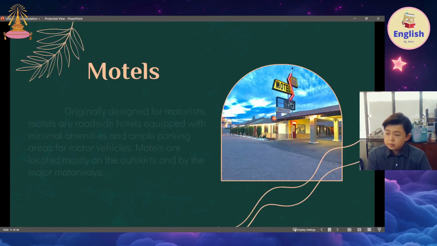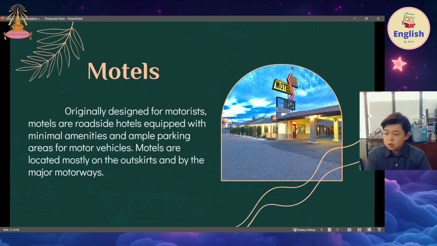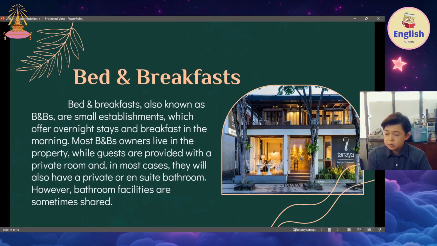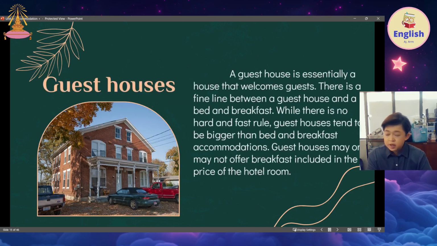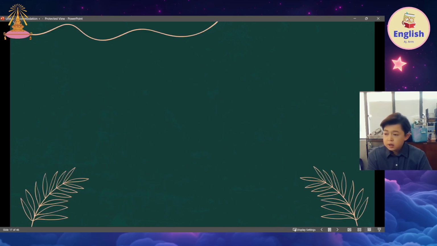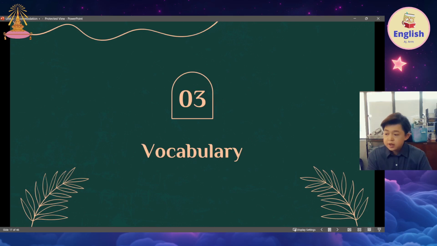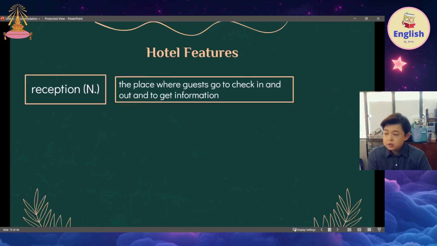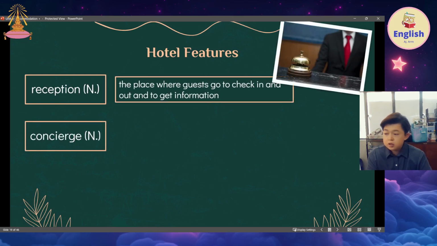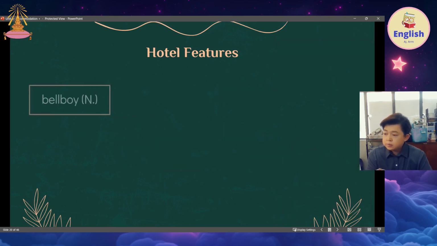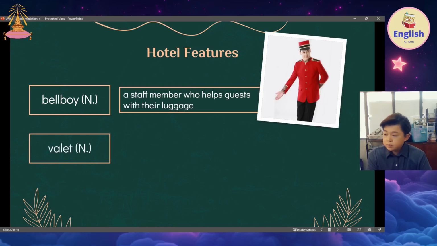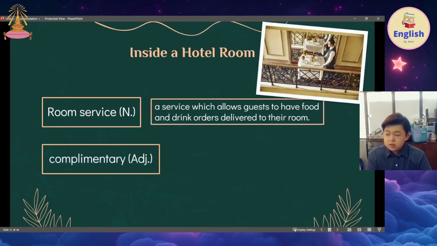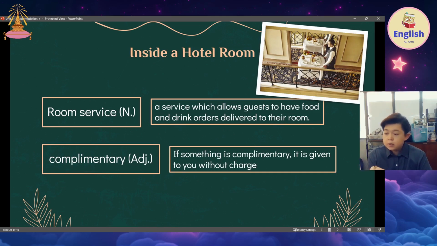Hotel, motel, what is its type, and a hostel or bed and breakfast, what is inside, and guest house, homestays. Unit number 6 also has vocabulary: amenities, catering, reception, concierge, bellboy, valet, room service, easy word, complimentary.